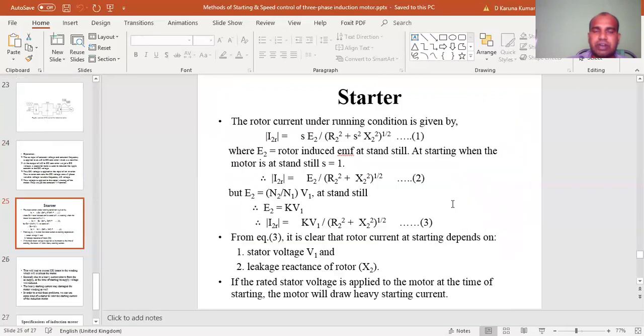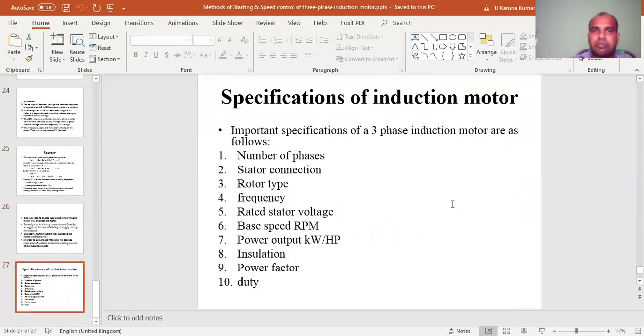These are the different speed control methods of induction motors from the rotor side and stator side. The last topic is the specifications of an induction motor. The specifications are the number of phases, connection, rotor type, frequency, rated stator voltage, base speed in RPM, power factor, output power, insulation, and duty.